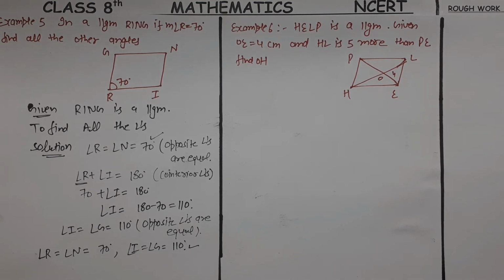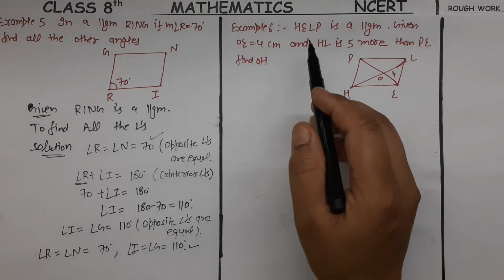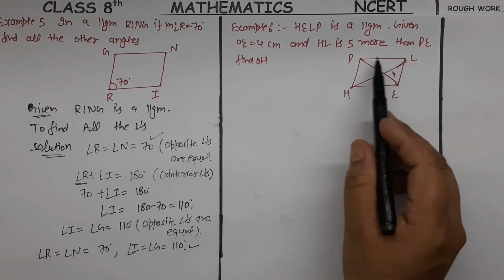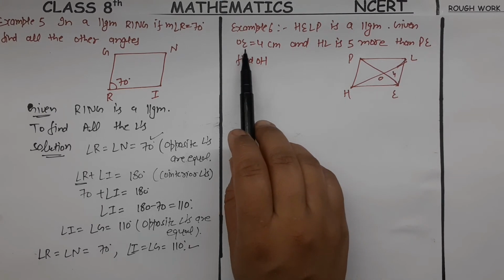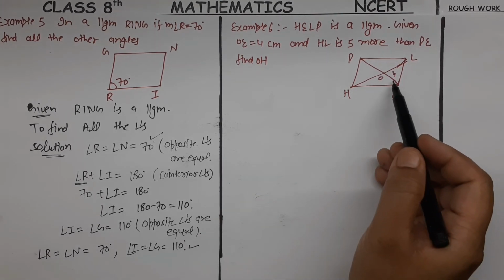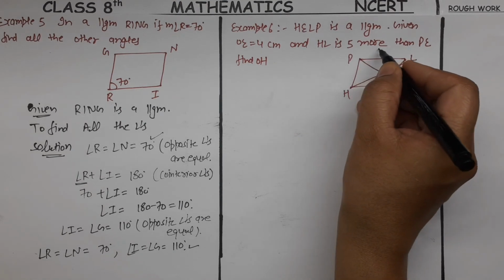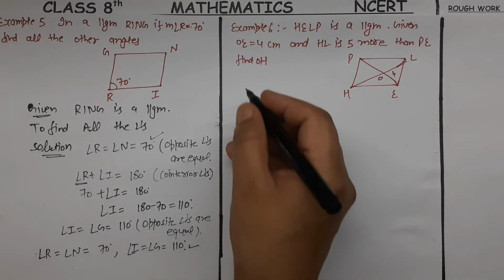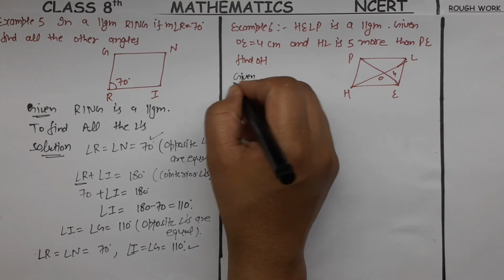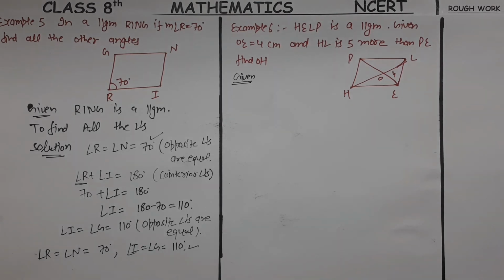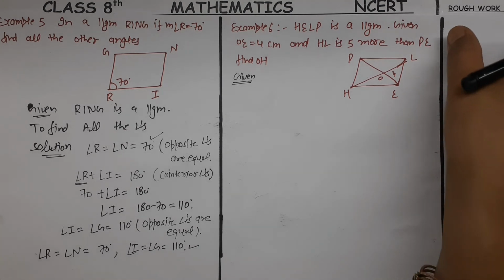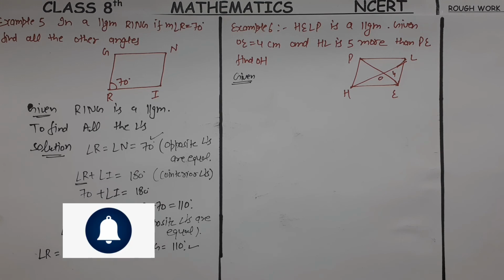Last example of this exercise, HELP is a parallelogram. Given OE is 4 centimeters and HL equals 5 more than PE. We have to find OH. Dear student, listen carefully. You have to make the figure of every question at the right side of the page and always use a line for rough work area.